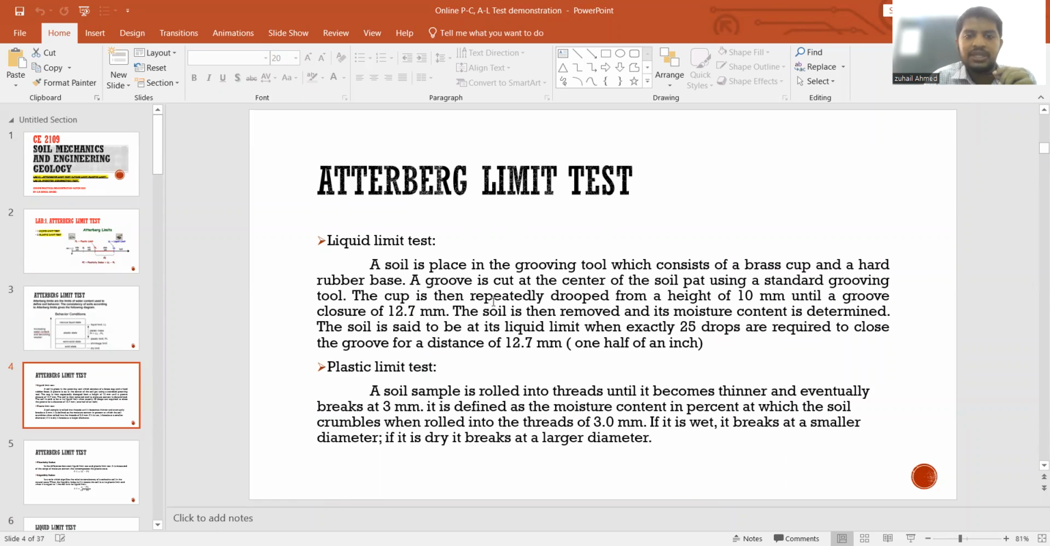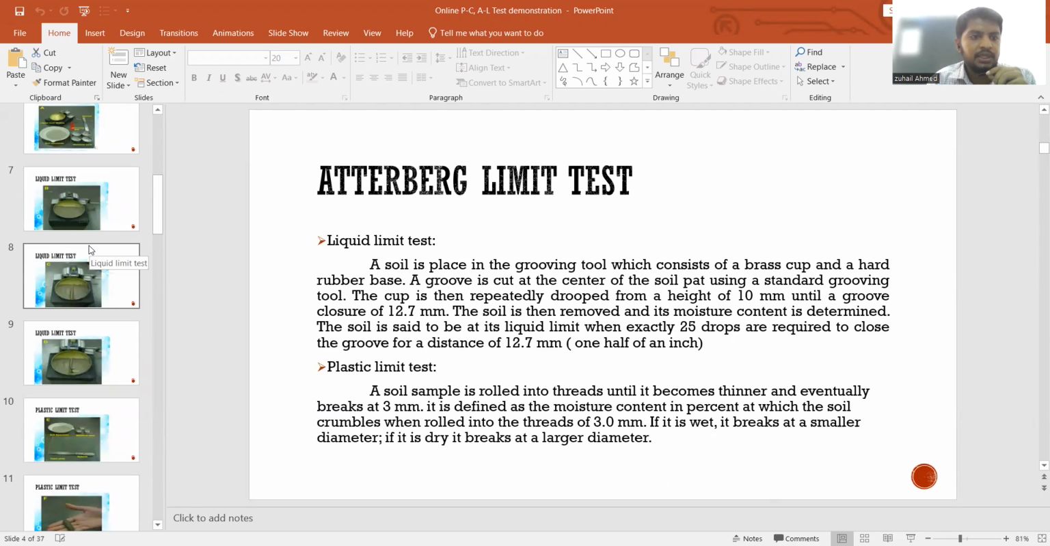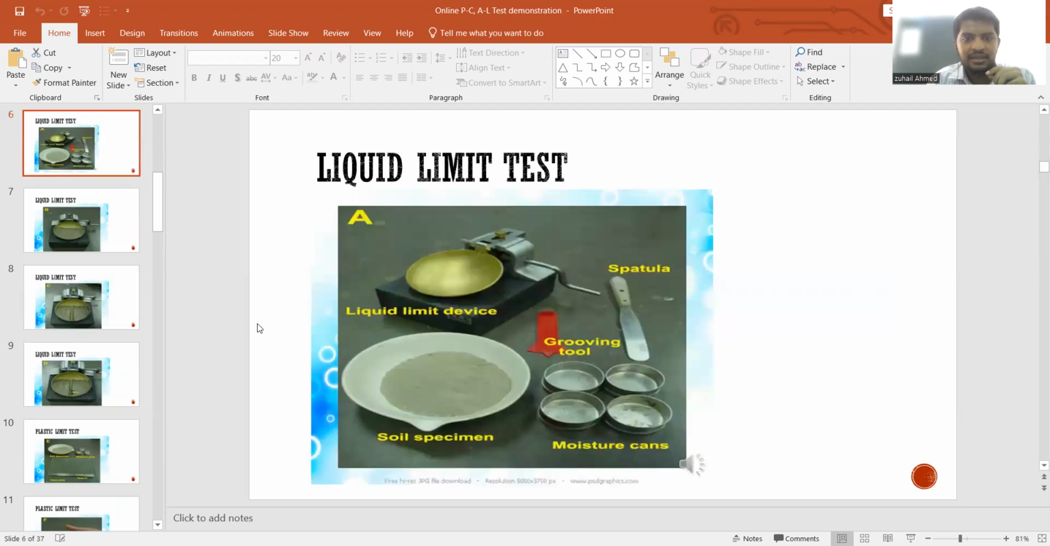The cup is then repeatedly dropped from a height of 10 millimeter. There is a gap you want to maintain, a 10 millimeter gap. Here, this is the hard rubber base. Between this cup and this hard rubber base, you want to maintain a 10 millimeter gap. I will show how to maintain that. By adjusting these screws, you can maintain it.